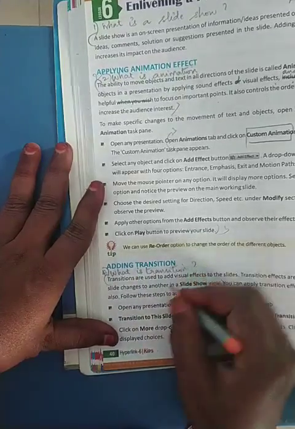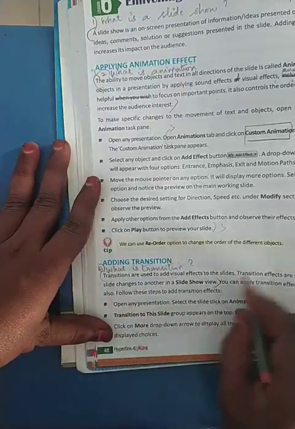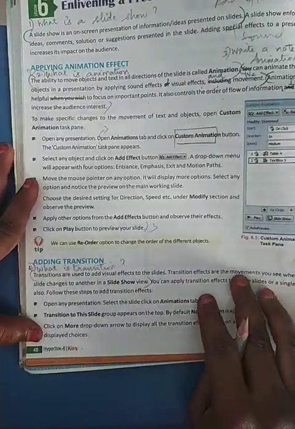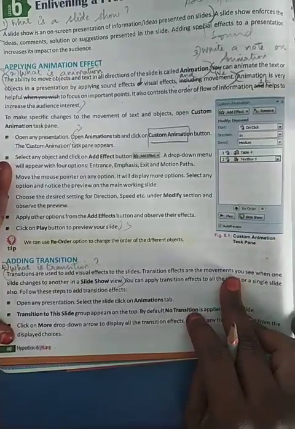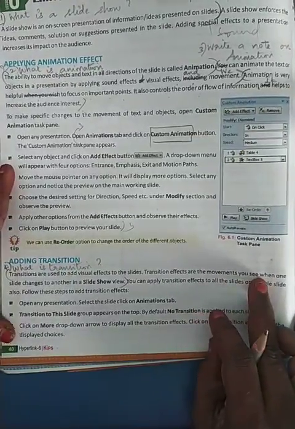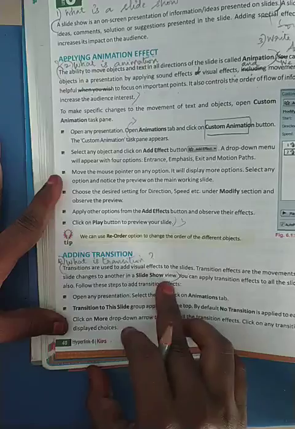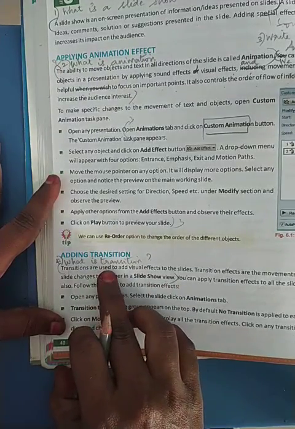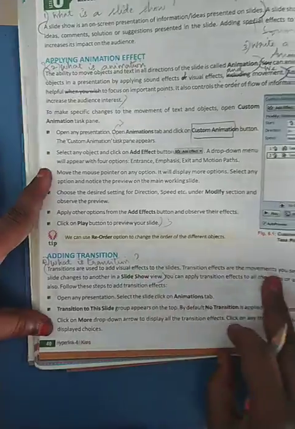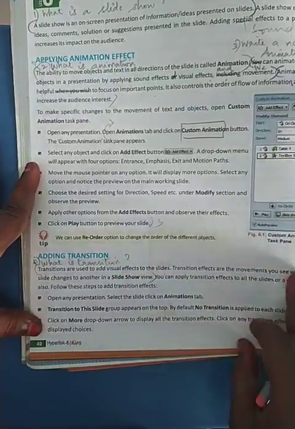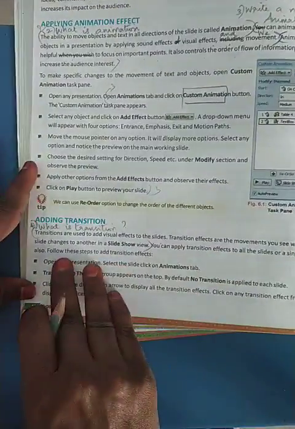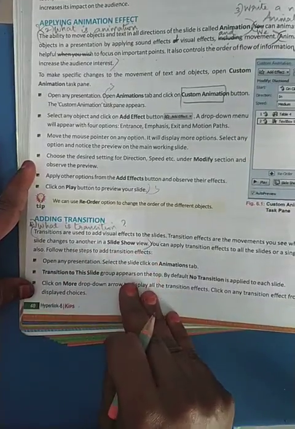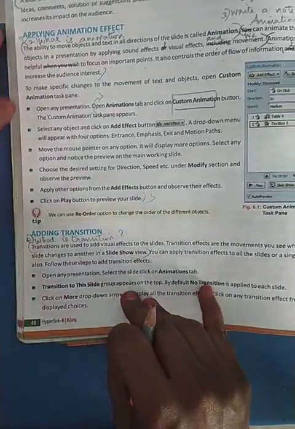Okay, fourth question. Transitions are used to add visual effects to the slides. The transition effects are the movements you see when one slide changes to another in a slideshow view. So transition means the visual effects. These effects are the movements which we see when the slide is changing to another in a slideshow view.